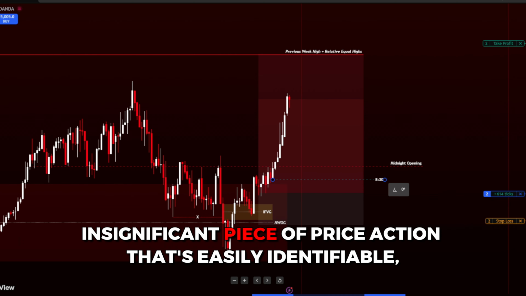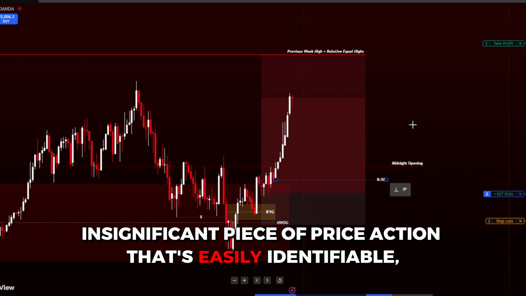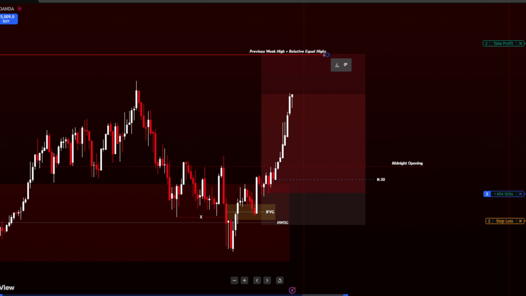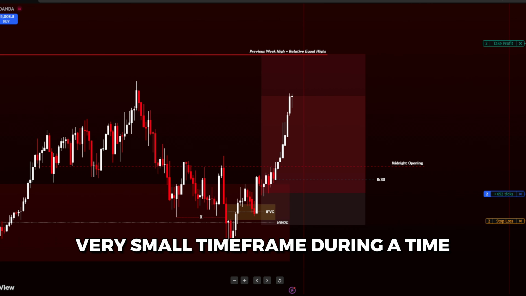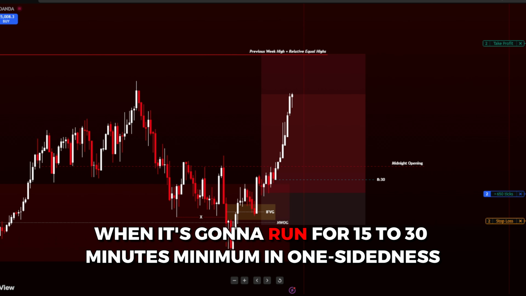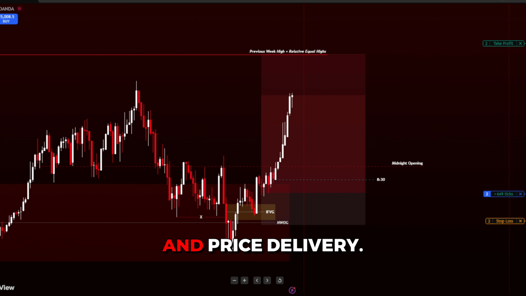But silver bullet is just a way for me to describe a return to a very small, insignificant piece of price action that's easily identifiable, which is the fair value gap, on a very, very small time frame during a time when it's going to run for 15 to 30 minutes minimum in one-sidedness and price delivery.